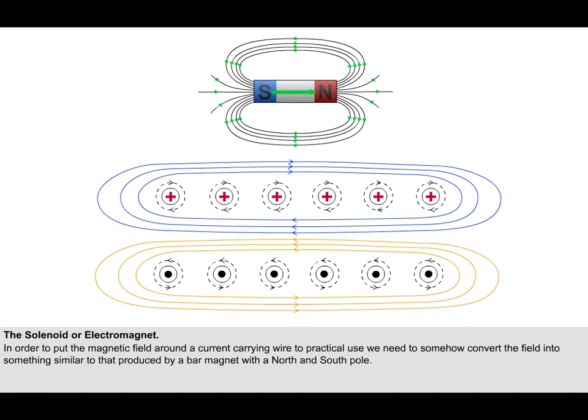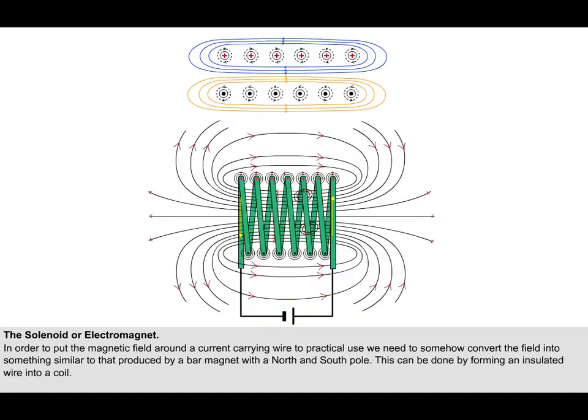If we combine both of these effects over a number of wires, we will produce a magnetic field very similar to that produced by a bar magnet. This can be done very effectively by forming an insulated wire into a coil. The two ends of the coil will act as magnetic north and south poles. This device is known as an electromagnet or solenoid.